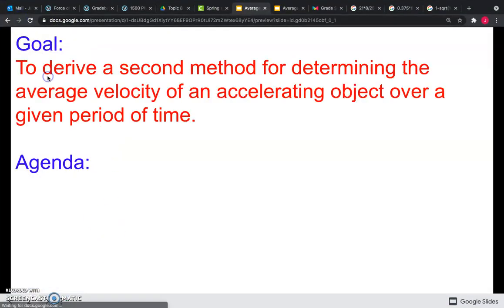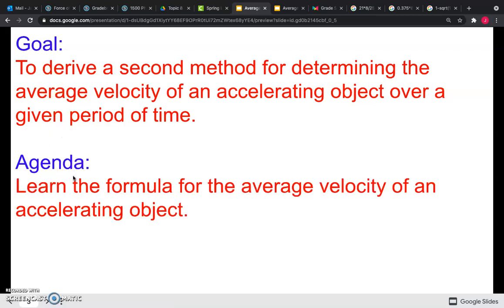Okay, so our goal for today is going to be to derive a second method for determining the average velocity of an accelerating object over a given period of time. We already kind of learned about average velocity when we were in the acceleration lab. That was one of the lessons that you did working up to writing your lab report. And so we're going to review that method, and then we're going to learn some different methods.